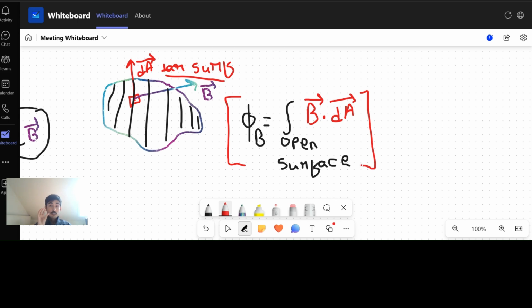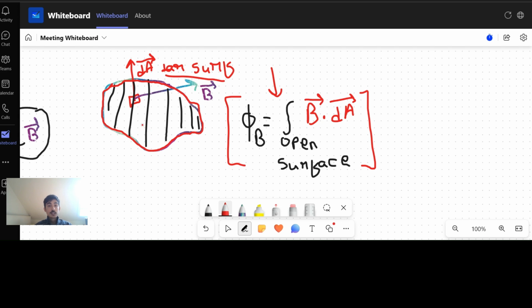Now what Faraday says is that it is the change in this magnetic flux, please understand, and there is a very important concept, that will induce the current on the circumference of that open surface. I am drawing the circumference, please see it. What is here? The circumference.